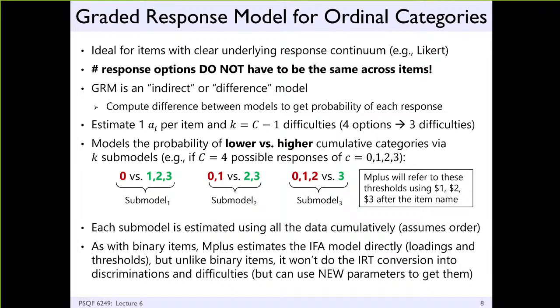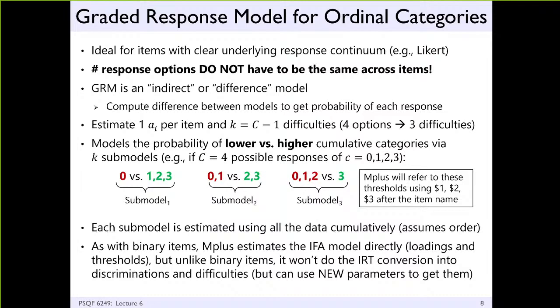Wait, I think I have a question. Hit me. So I thought that the one that has same slopes was the partial credit model. So yes, same across what is the distinction? Thank you for the question.